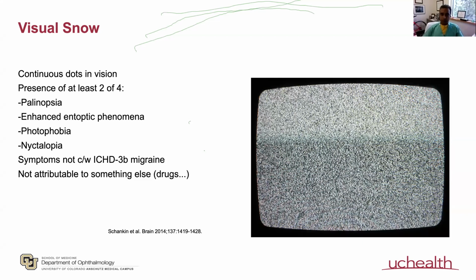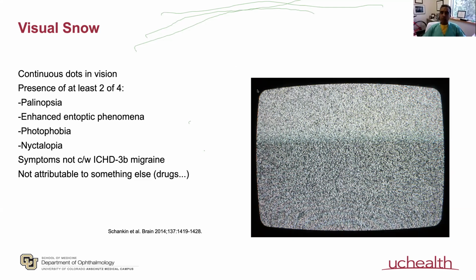Enhanced entoptic phenomenon, so they may really experience those blue light entoptic phenomena or seeing red blood cells going across the retina. They are perhaps hyper aware of these entoptic phenomena. They may have severe photophobia, or they may have conversely nyctalopia. And so some combination of these symptoms along with this characteristic description of visual snow is required. Their symptoms, of course, should not be attributable to typical migraine headache and not attributable to something else like drugs. There are drugs of abuse that can also cause patients to have snowy vision and will give them these various symptoms.